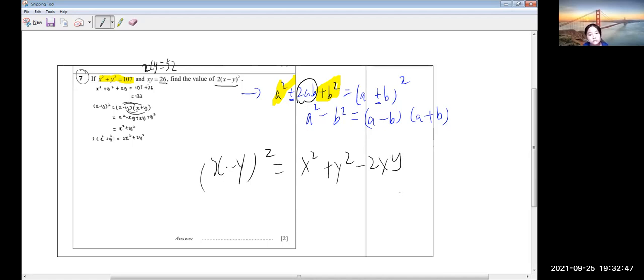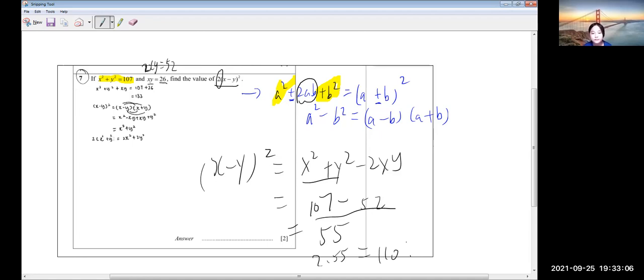Does it make sense? Then what is this? 107 minus 2xy 52. Does it make sense? What's the answer here? 52, 55. But they want 2, right? 2 times it, right? Then you 2 times 55. 110. Does it make sense?